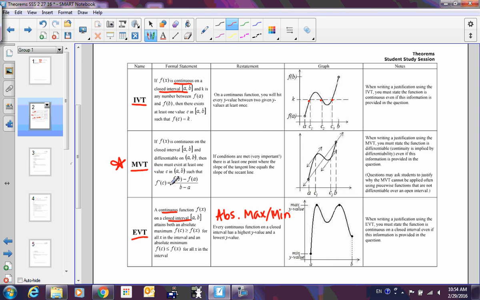And then mean value theorem was the one we did after we found out about derivatives, because we still need continuity on a closed interval, but we also need differentiability. Just to kind of jog your memory, this is the one where the average rate of change should equal the instantaneous rate of change, or the derivative.